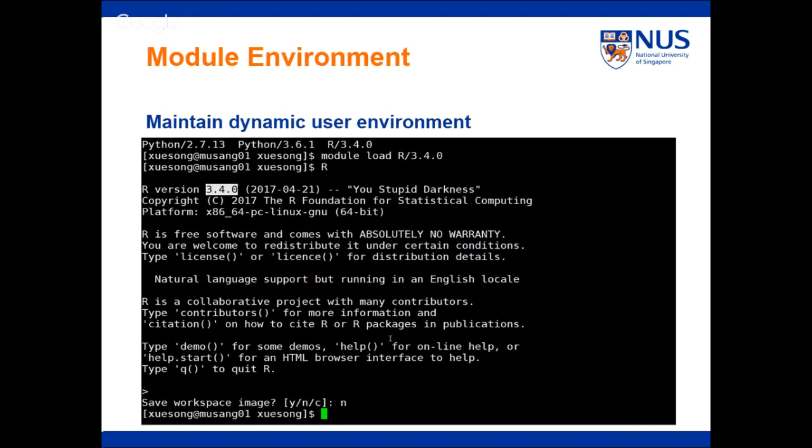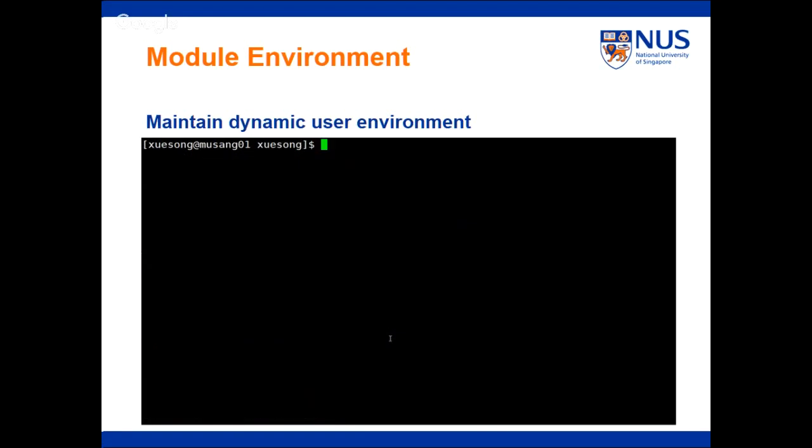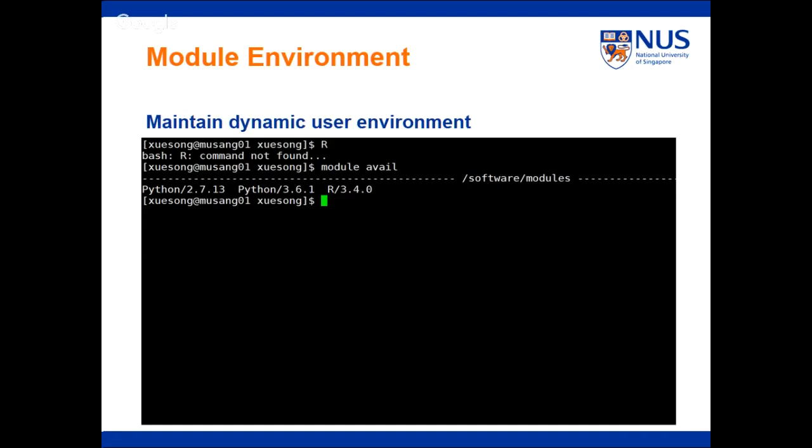And once you are done, you just type module unload R/this version number to unload it. So now R is gone. Very simple, right? So this is particularly useful when you want to switch between R of different versions. We will continue to install more and more software, which will be available soon.